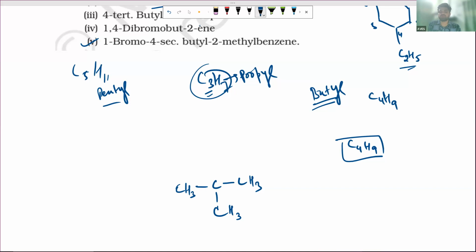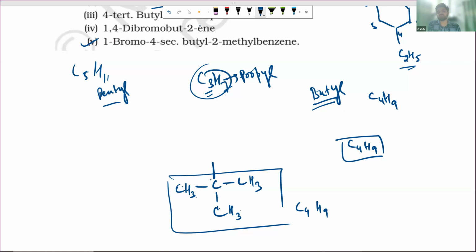It is bonded. Now it will be attached with some other group. So this will be 1, 2, 3, 4 carbon and 3, 3, 3, 9. This is C4H9. This is known as tertiary butyl. You know that this carbon has made 3 single bonds, but not here. So this will attach with the chain. So this is known as tertiary butyl.